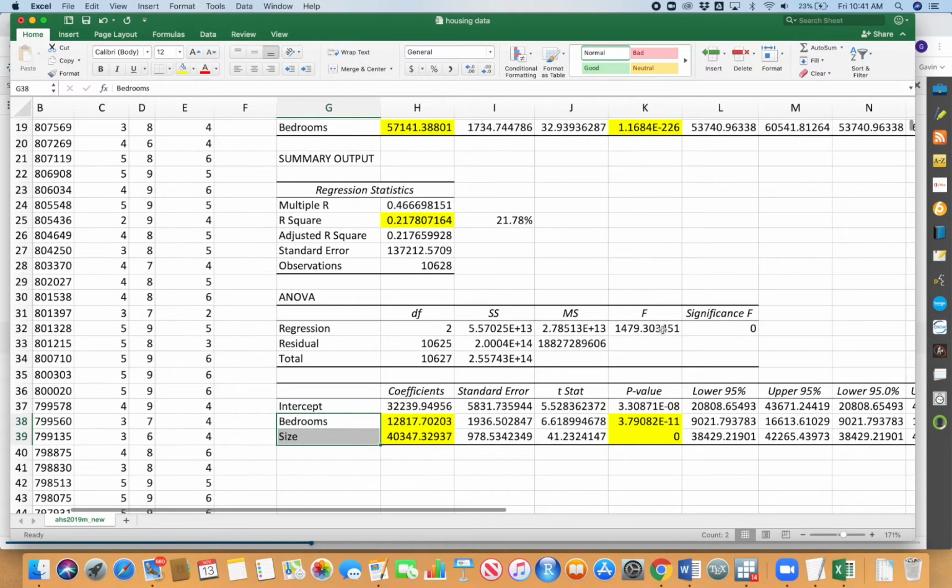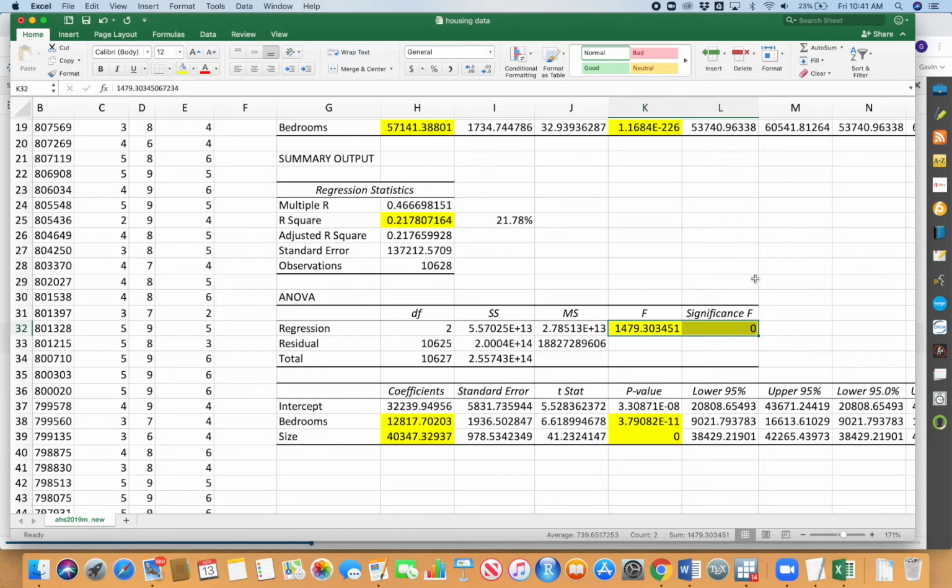Now let's take a look at F real quick, because this is something that really becomes more important when we're doing multiple regression.